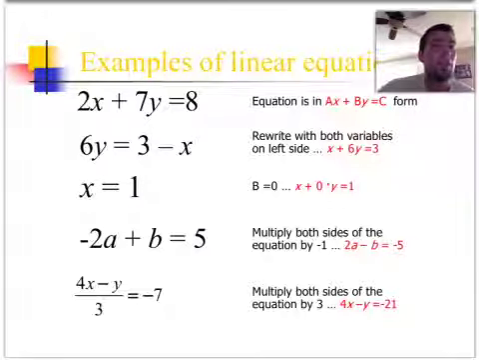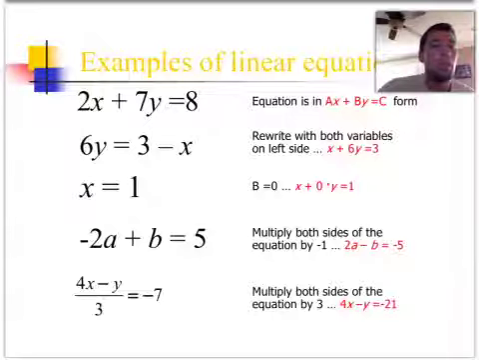x equals 1. So ax plus by equals c. What they say is that the b is 0, which is totally fine. And you see how they've written it in red, x plus 0y equals 1. So just be aware of those kind of funny looking equations.